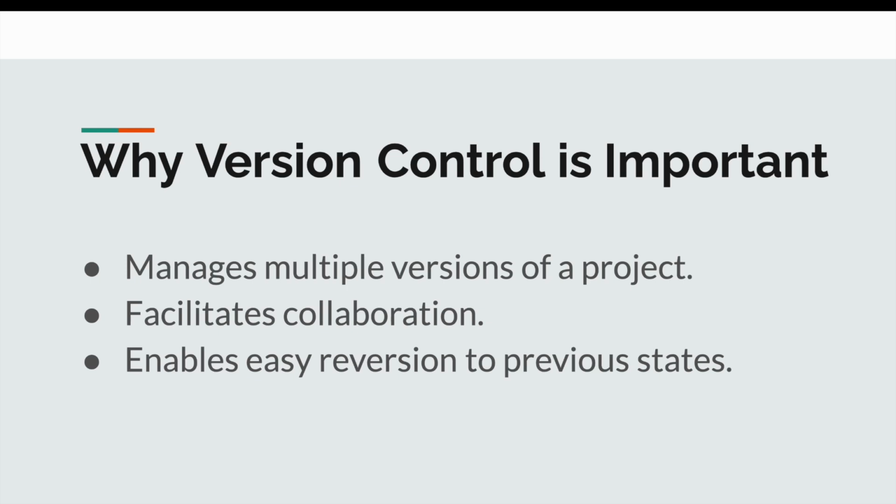So why is version control so important? First, it helps manage multiple versions of a project, so you can easily switch between different states of your work. Second, it facilitates collaboration by allowing multiple people to work on the same project simultaneously without overwriting each other's changes. Finally, if something goes wrong, version control lets you revert to a previous state, saving you from potential headaches.